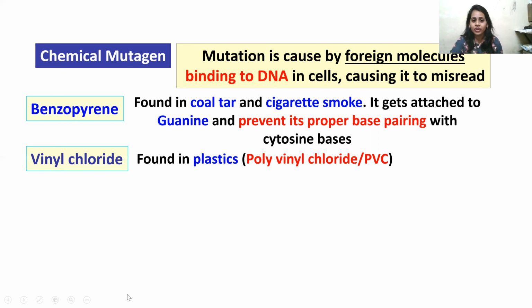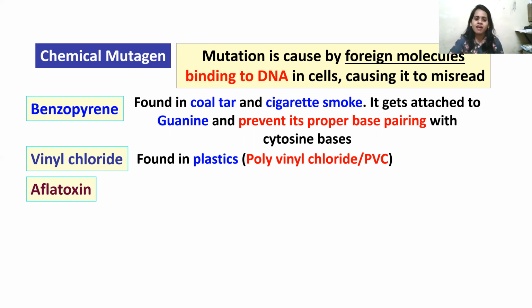Then comes vinyl chloride. तो vinyl chloride plastics में पाया जाता है. ऐसे ही the government has come up with no-plastic rules, because plastic की चीजों में ये vinyl chloride पाया जाता है, जिसके वजह से it could be one of the reasons for chemical mutations and developing a cancer.